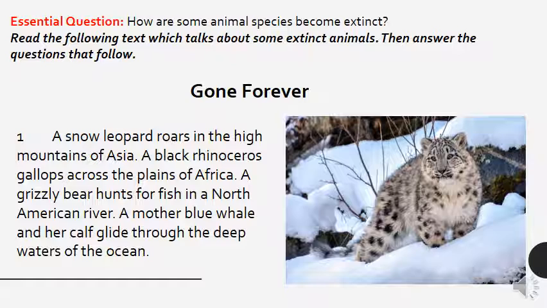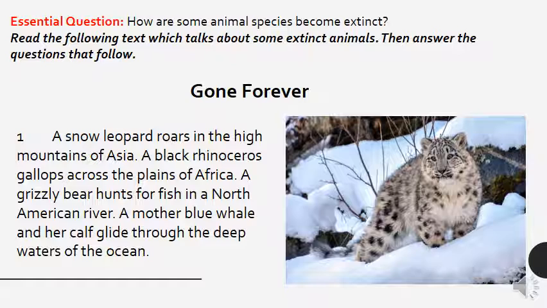Let's read first the title, which is Gone Forever. When you read the title, you can directly realize that this text is talking about some animals which are gone forever, animals which really disappeared, yani they will not come back. They disappeared. So this text is going to tell us about animals who have gone forever and they will not come back. Let's start with the first paragraph.